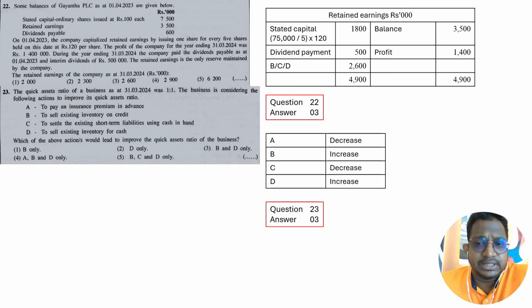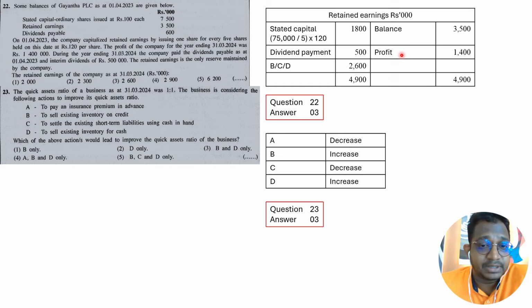Information is given for the retained earnings, and then they are asking for the closing retained earnings balance. Stated owner share capital is 7,500 and the retained earnings opening balance is 3,500. It should be mentioned on the credit side in the retained earnings account, and the profit you have to transfer to the retained earnings, which means you have to credit the retained earnings.